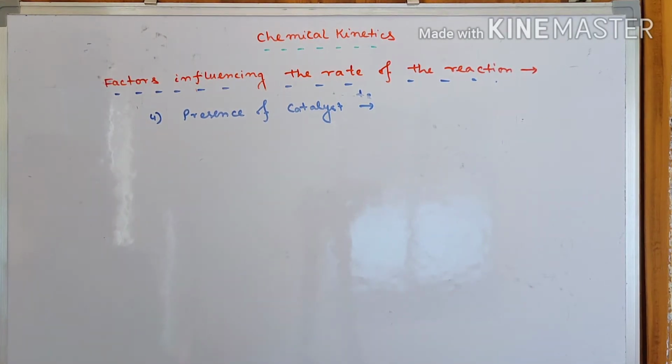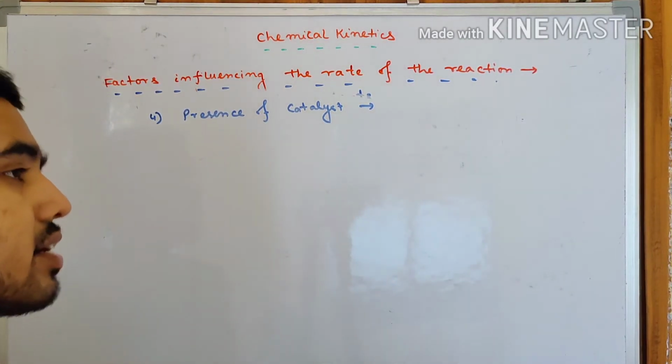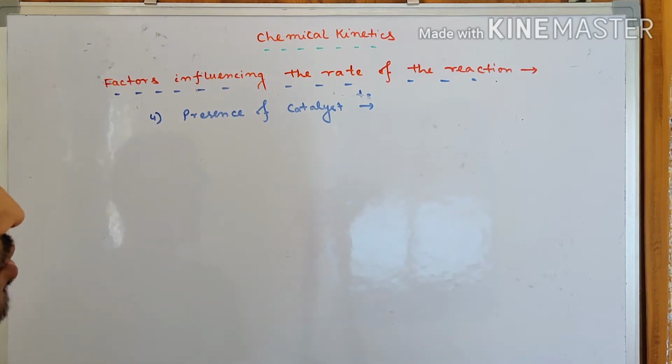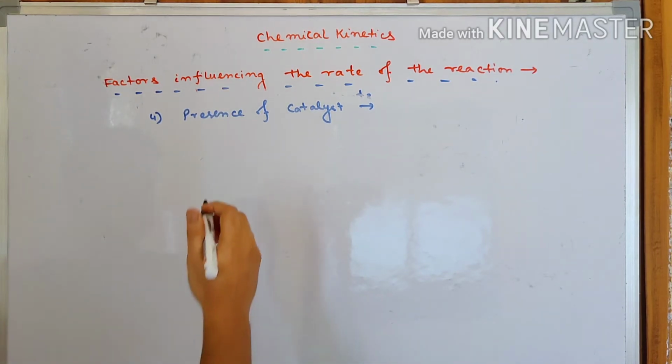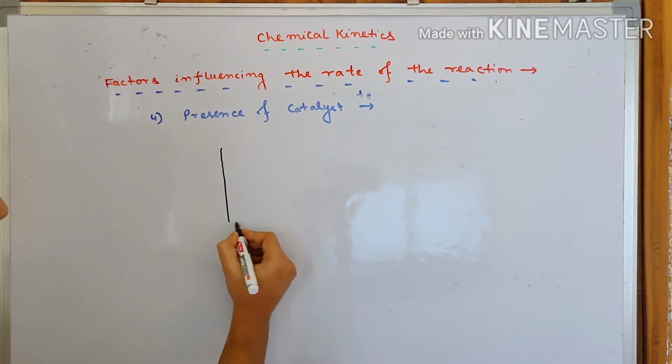First of all, what is a catalyst? A catalyst is a substance which increases or decreases the rate of the reaction actually. But how does it do so? Let us see. For that, we have to see this energy profile diagram.